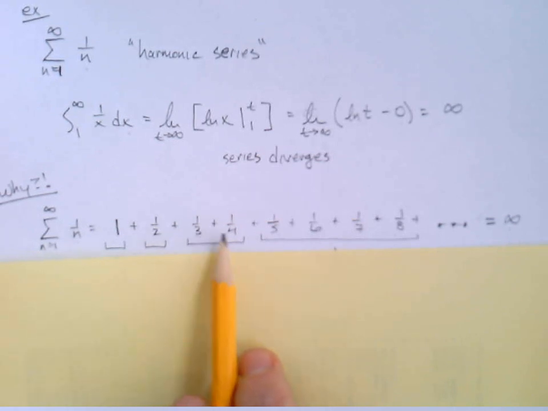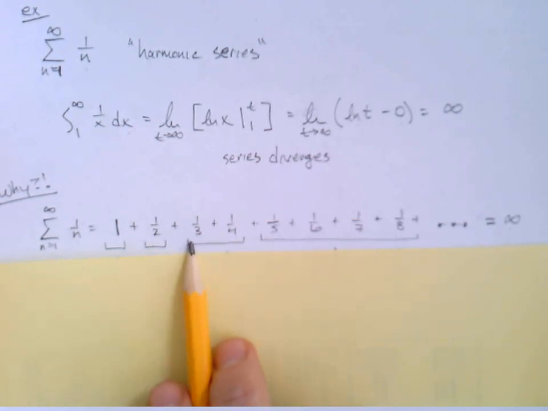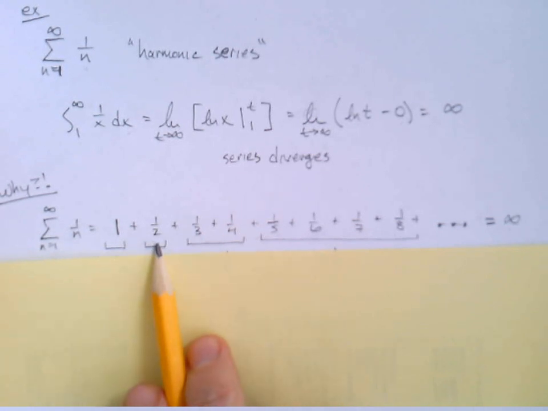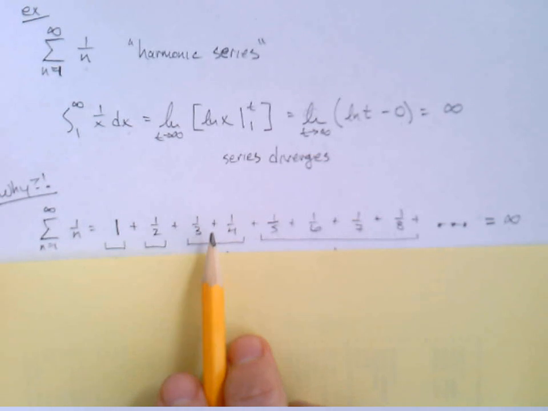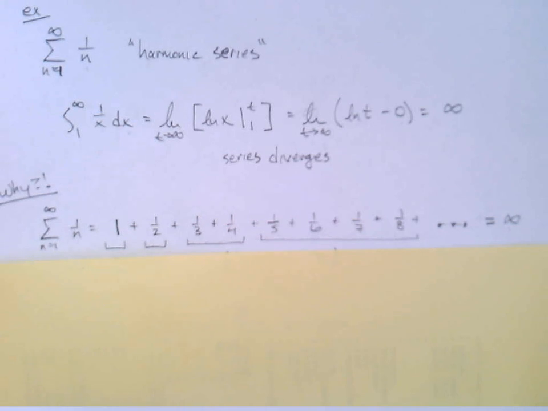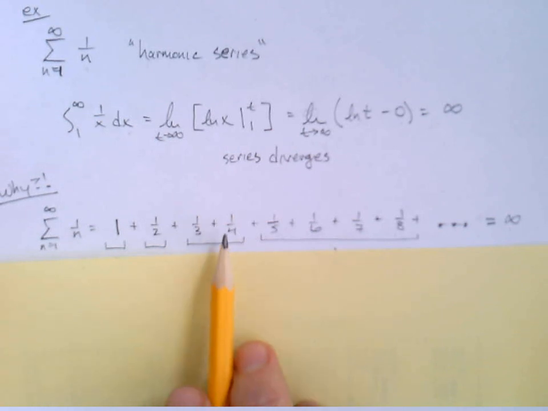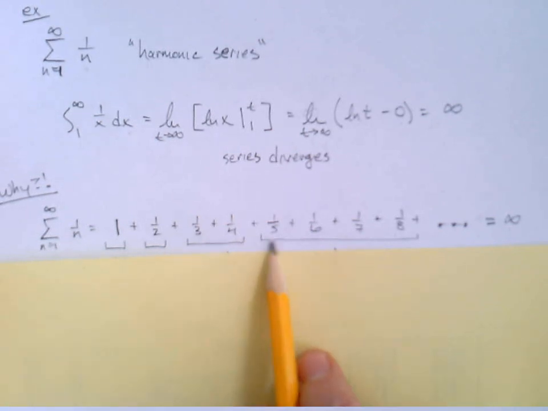Take a look at the next pair where the bracket is. I've got 1/3 plus 1/4. Would you agree that when you put these two together, you get something bigger than 1/2? When you add 1/3 and 1/4, that's bigger than a half. If it was 1/4 plus 1/4, it would be a half. But 1/3 plus 1/4 is larger than 1/2. So I added a half, but then I added something that's bigger than a half. And it took 2 terms, but we did it. Then look at the next group of 4.